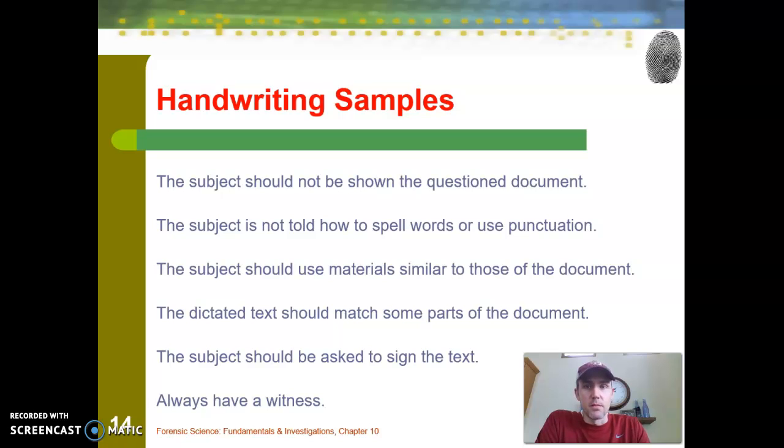Some rules for collecting these would be to make sure that the suspect does not see the document in question. They do not see the evidence. They are not to be told how to spell things or punctuate, so there is no correcting them. Whatever they write, that is what is analyzed. They should be told what to write so that we can make explicit judgments based on things that are the same between the document in question and the exemplar. And you must have a witness as well.